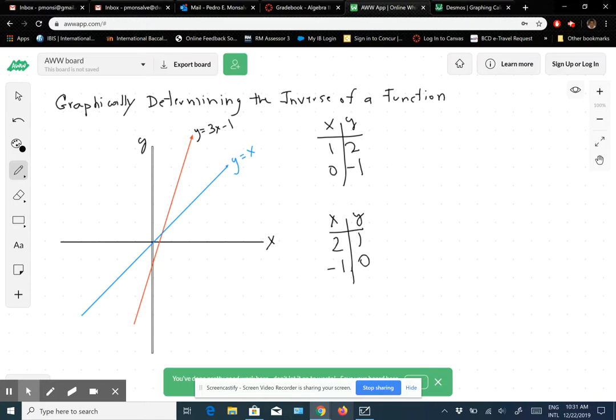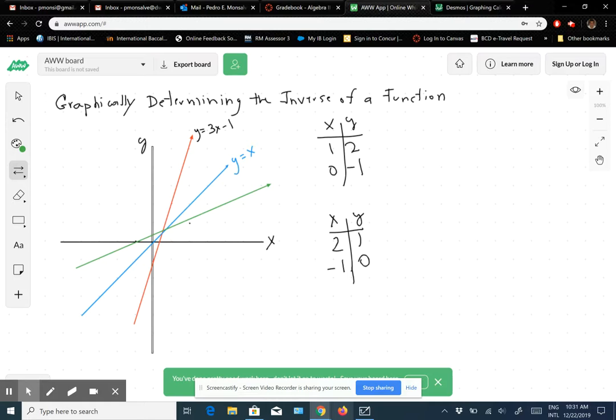I will now proceed to locate those 2 points on my graph. So (2, 1) would be right there, and (negative 1, 0) would be right here. Let's draw now a line passing through those 2 points and see how that looks. So my line would be something like this. That would be approximately my inverse function.